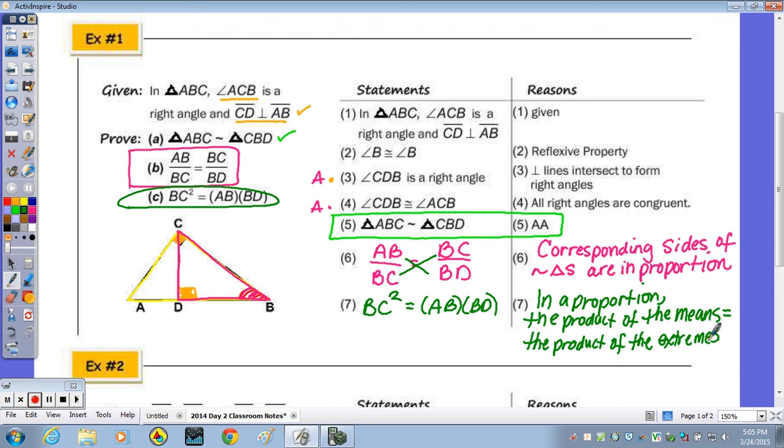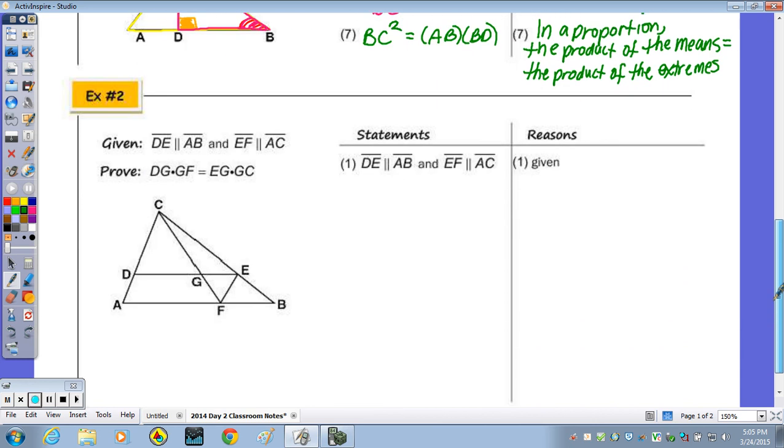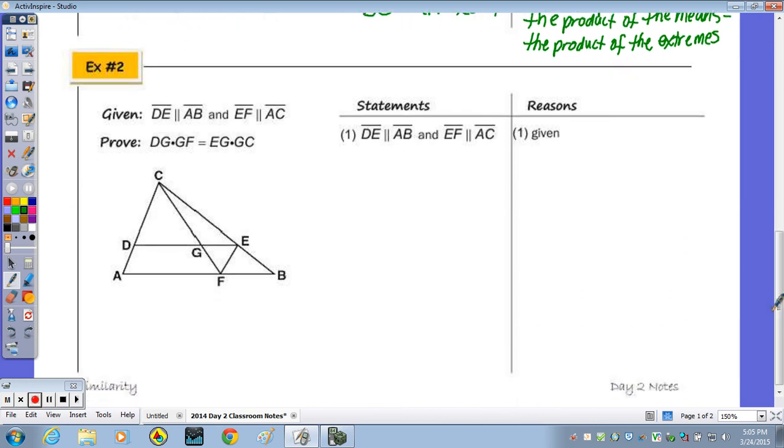Now looking at number 2, got one more proof. This proof is proving that the product of the means is equal to the product of the extremes. So what I do before I start my proof is I break that up into the proportion. Again, we have DG times GF, so again, product of the means, DG times GF is equal to EG times GC.